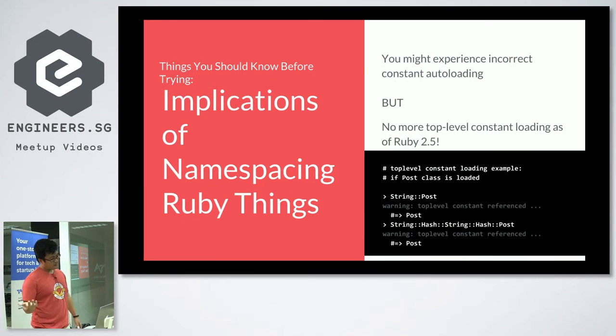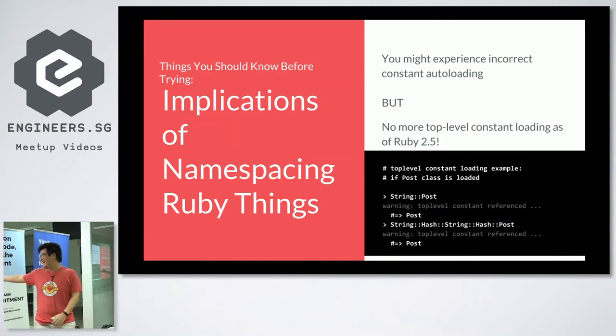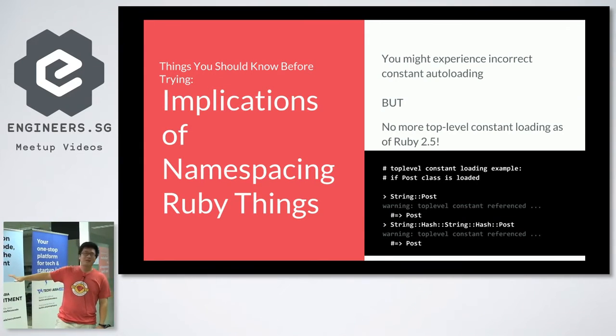So the second thing, well, this is just an explanation of the previous one, but there was an old problem called the top-level constant reference problem, which is now gone. But if you are not in Ruby 2.5, you will be able to do weird stuff like this. You could continue string, double colon hash, double colon string, double colon hash, on and on until you're done, and then you'll still get the top-level thing. Which is a problem in Rails because you do auto-load constants, right? Now, Ruby 2.5, you don't have that. So please upgrade to Ruby 2.5 so we don't have to deal with that. Because let me tell you, this is the worst to debug, right?